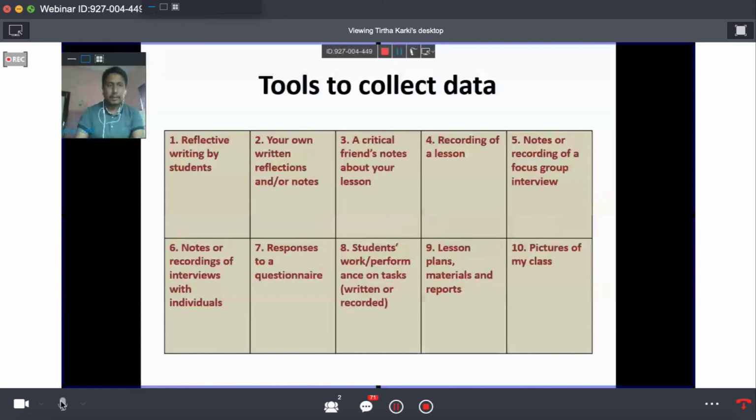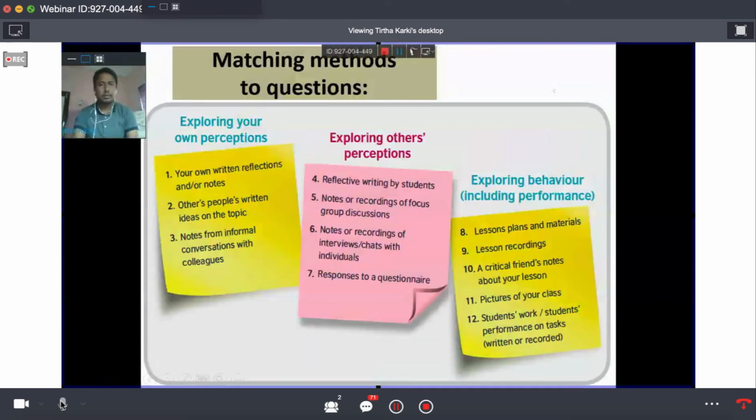So when matching methods to questions, while collecting data, we need to explore our perceptions, explore others' perceptions, and explore behavior. I think I need to wait for a while for the participants to go through the tools which are categorized into different headings.